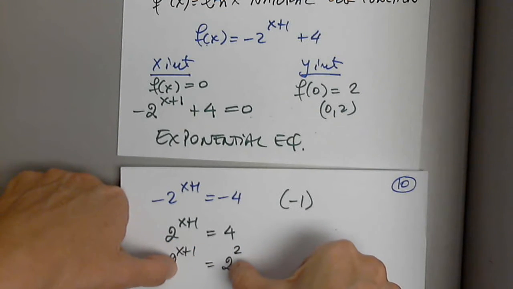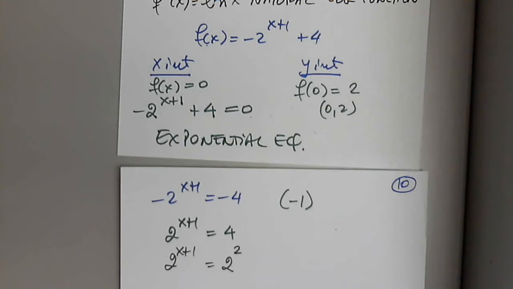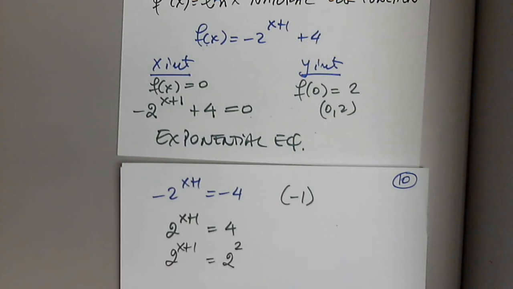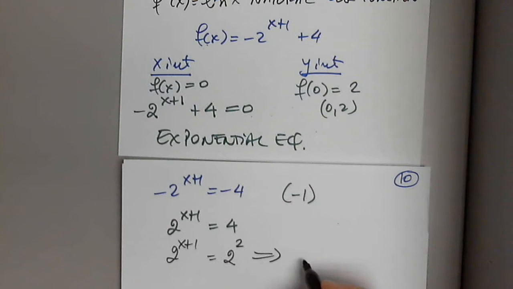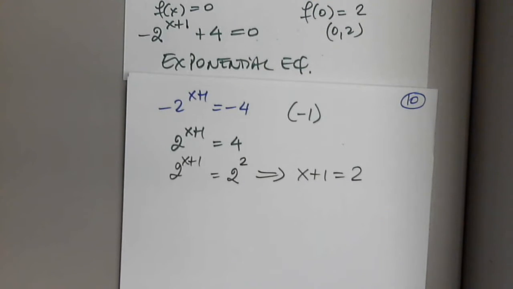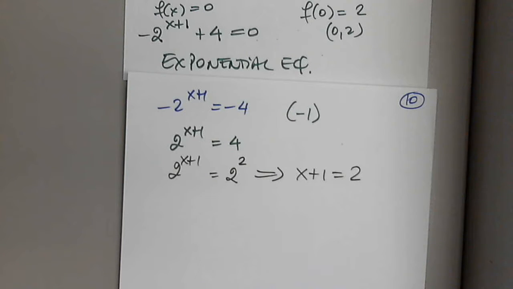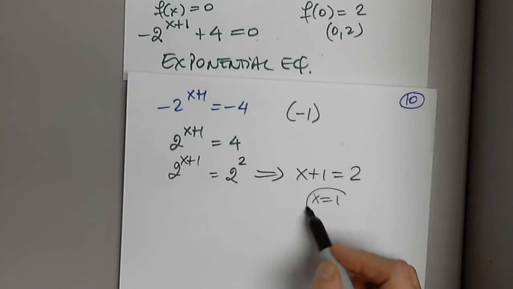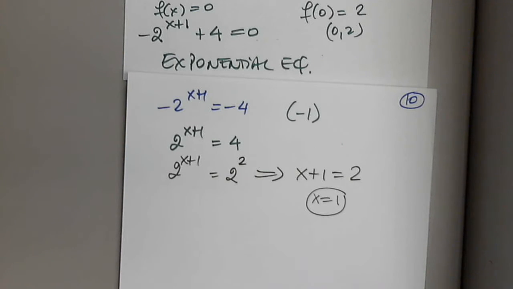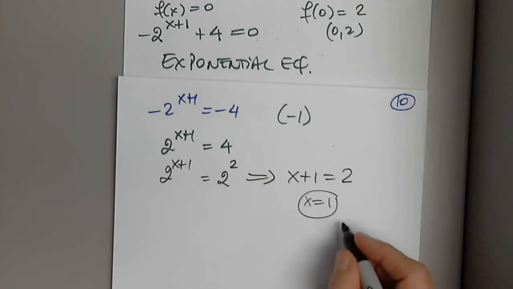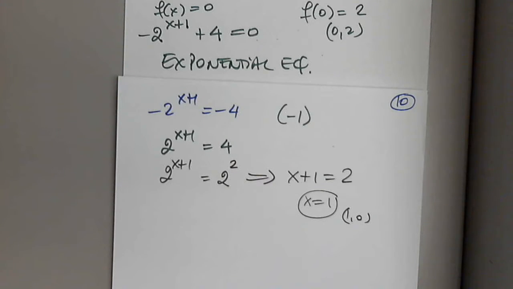Two numbers are equal and they have the same base. What has to happen with their exponents? They must be equal. So this will happen only if x + 1 = 2. If x + 1 is never 2, the left-hand side will never equal the right-hand side, and the equation has no solutions. But it happens that x = 1. So the x-intercept is (1, 0), and we solved our first exponential equation.